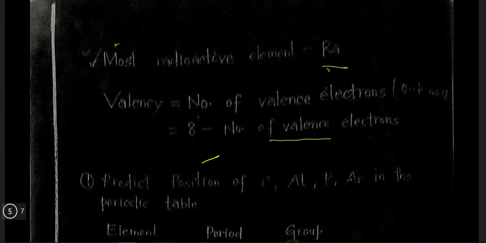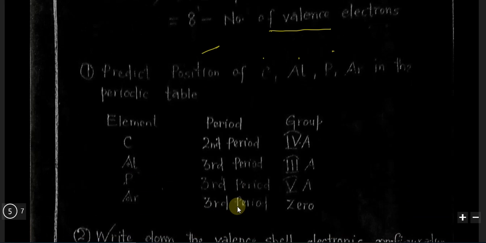Predict the position of carbon, aluminum, phosphorus and argon in the periodic table. Carbon is present in the second period, group IVA. Aluminum is in the third period, group IIIA. Phosphorus is in the third period, group VA. Argon is in the third period, group 0.